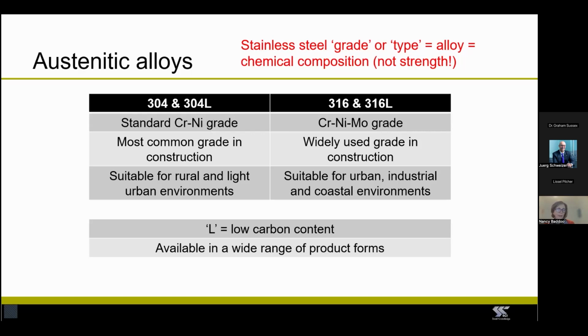for applications like wind posts and masonry support angles, for canopies, and they're suitable for rural and light urban environments. Then if you have a more corrosive environment, like an industrial or coastal environment, then you would want to use a more highly alloyed austenitic, and you would move to the 316 or 316L alloys, chromium, nickel, and molybdenum.